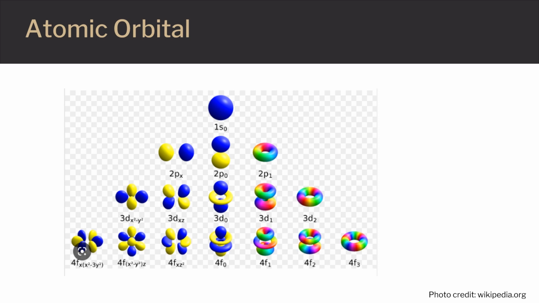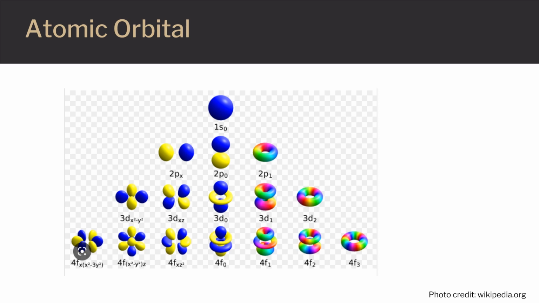The lowest principal energy level, n equals 1, has only one sublevel, called 1s. The second level, n equals 2, has two sublevels, 2s and 2p. Thus, the second energy level has 4 orbitals: 2s, 2px, 2py, and 2pz.